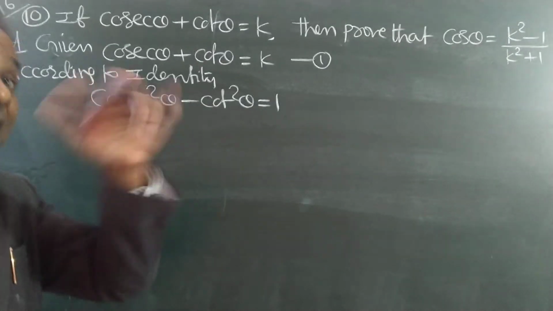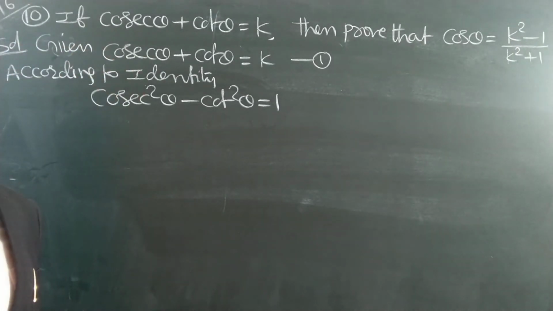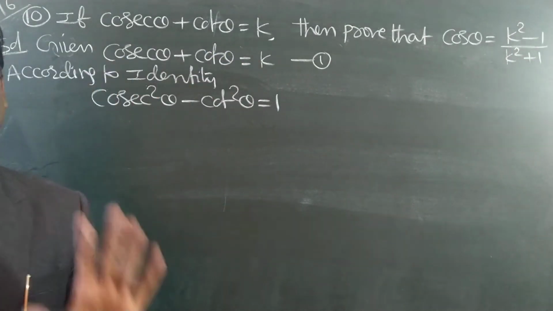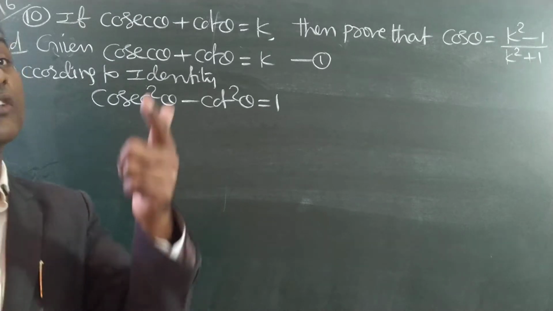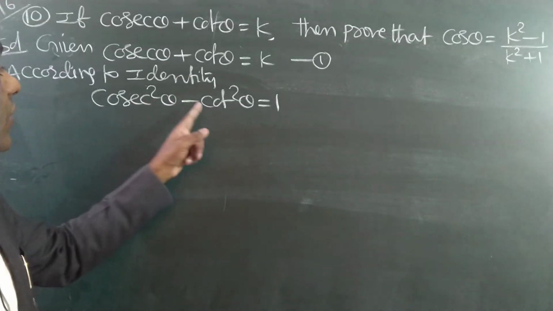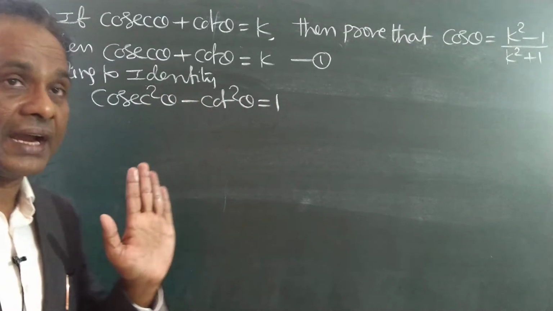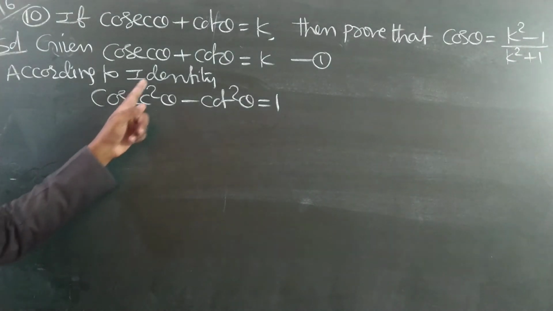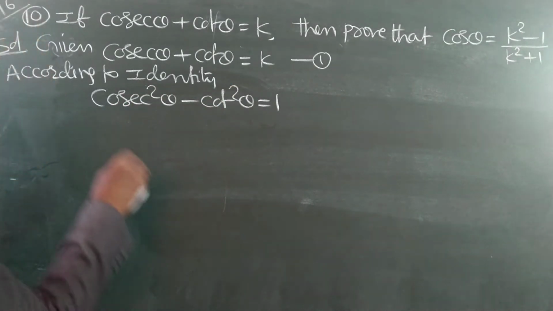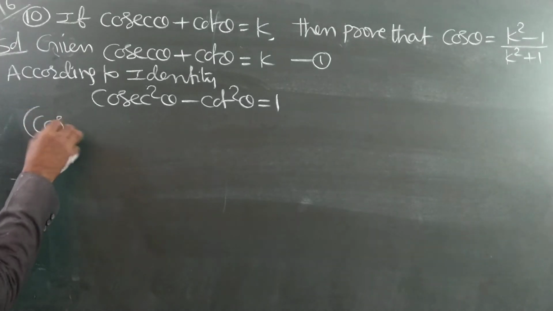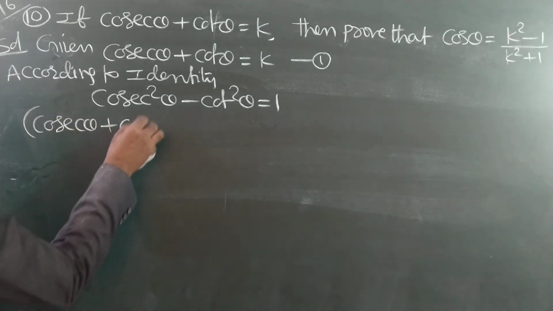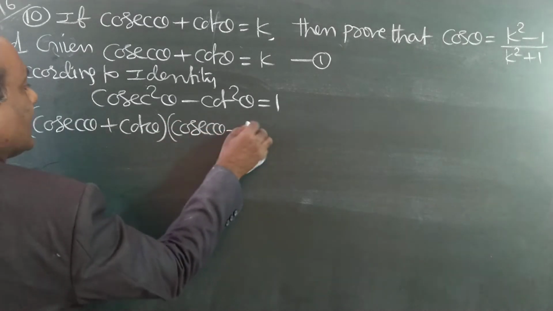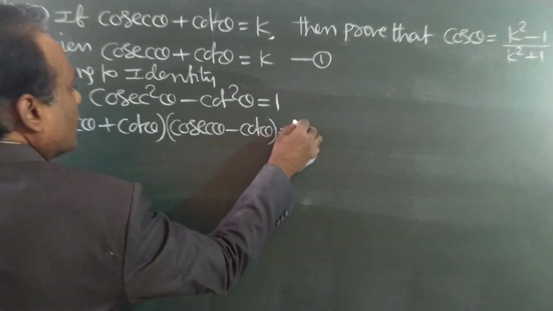See the identities. 3 identities I told, and I even derived those identities also. Now I am just giving the formula. Cosecant square minus cot square is equal to 1. Don't write. A square minus b square is a plus b into a minus b. So cosecant theta plus cot theta into cosecant theta minus cot theta is equal to 1.